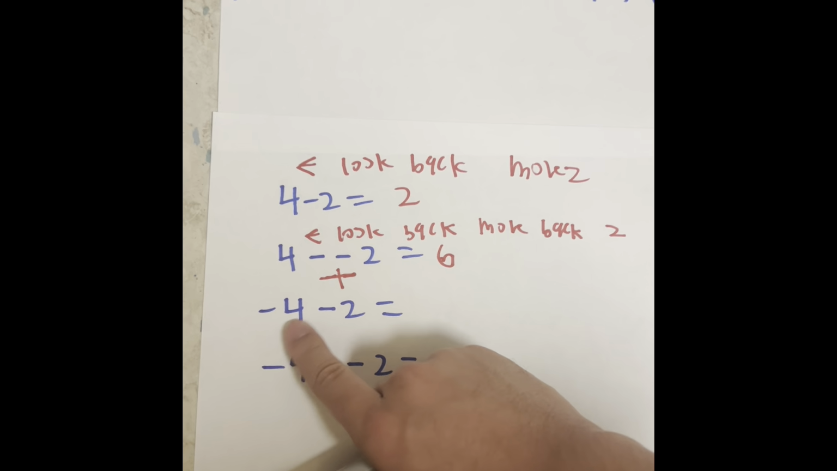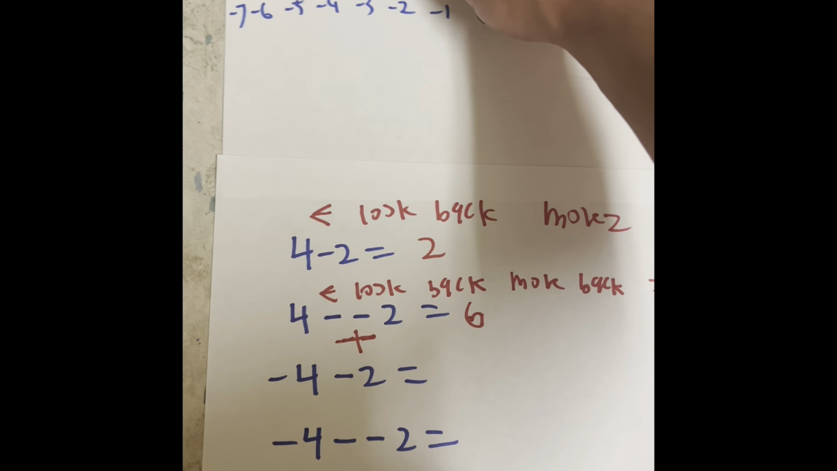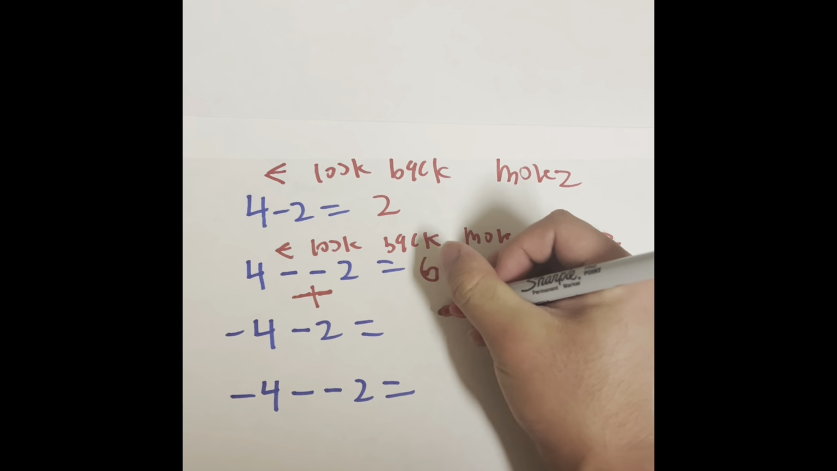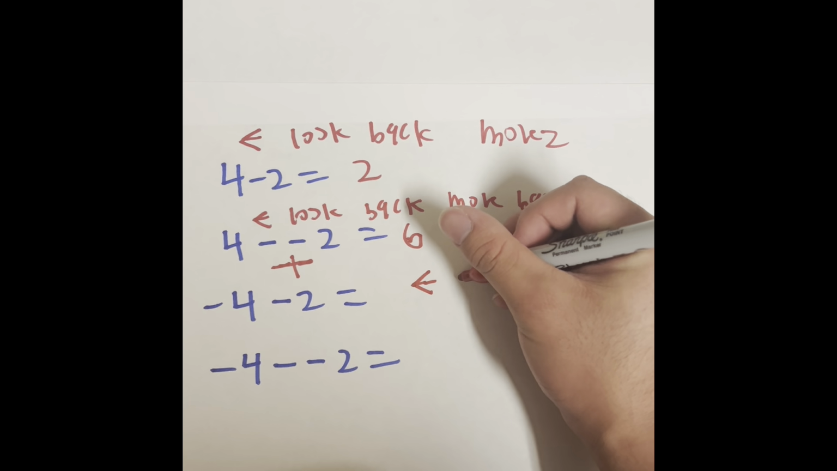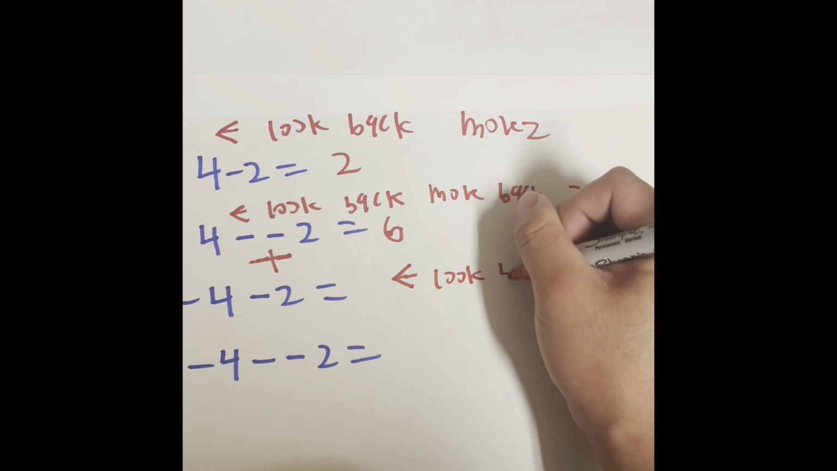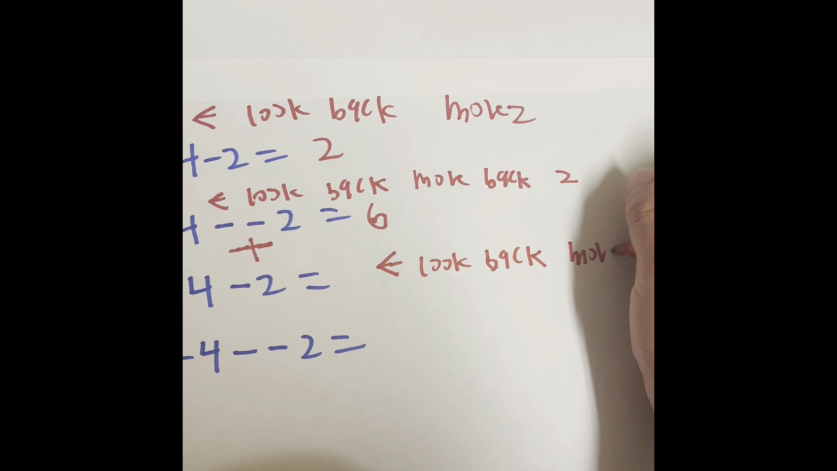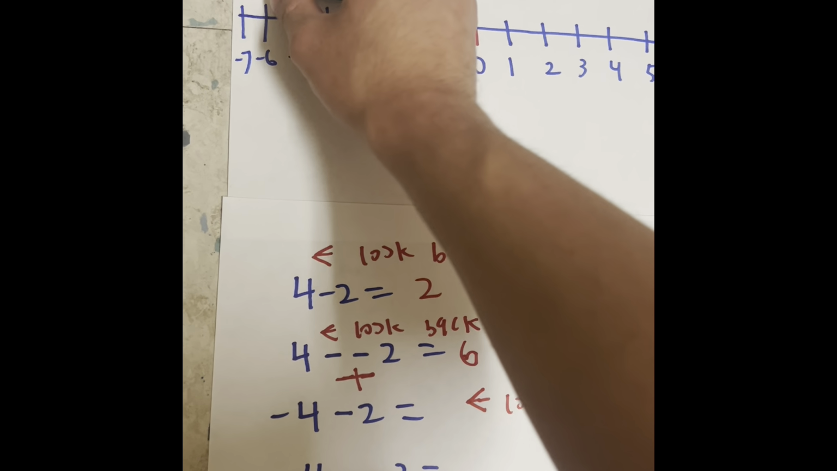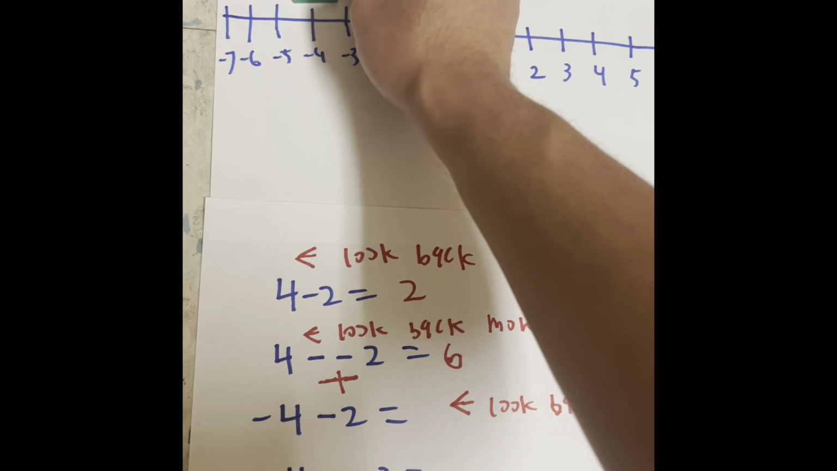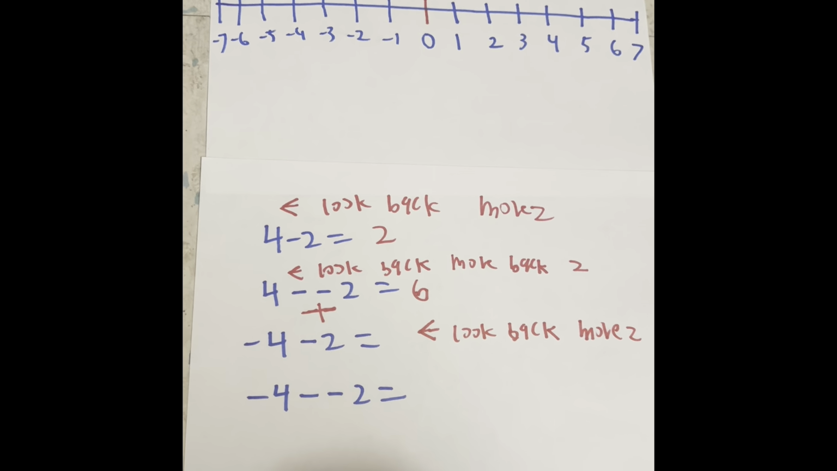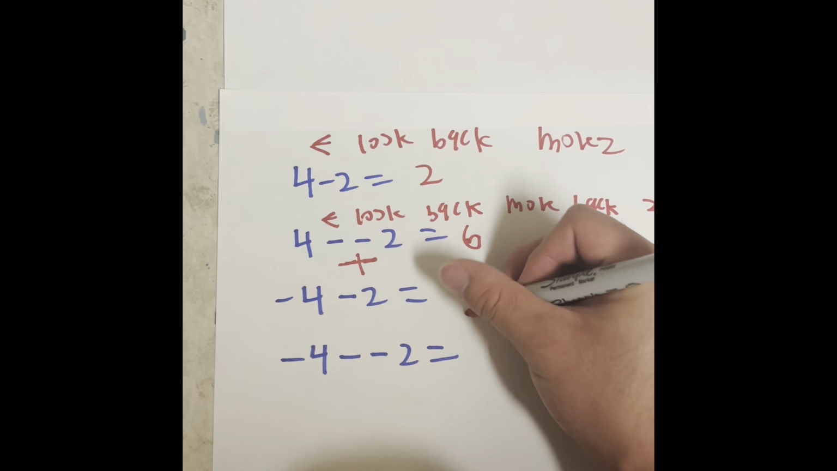You have negative 4. So 1, 2, 3, 4. And you have go left, look back, move 2. So we're going to look back and then move 2, 1, 2. And that stops at negative 6.